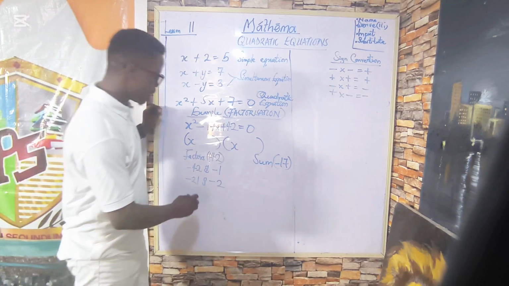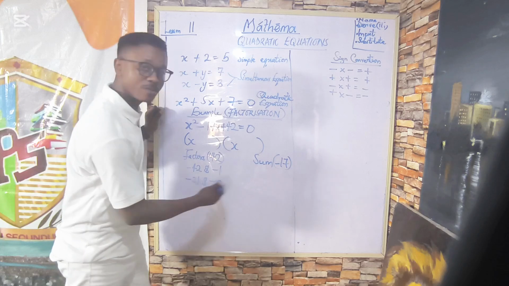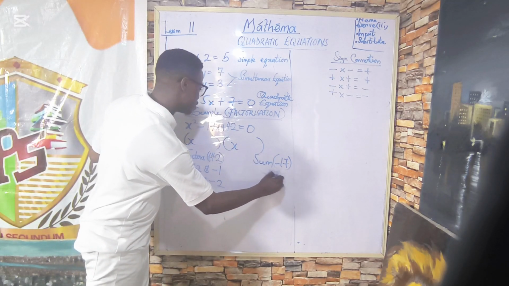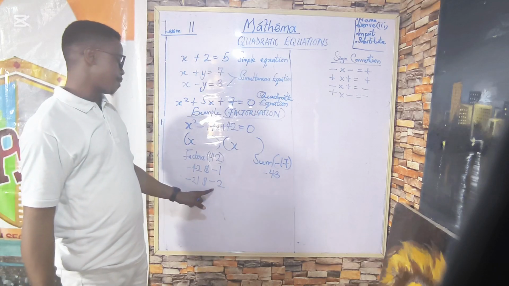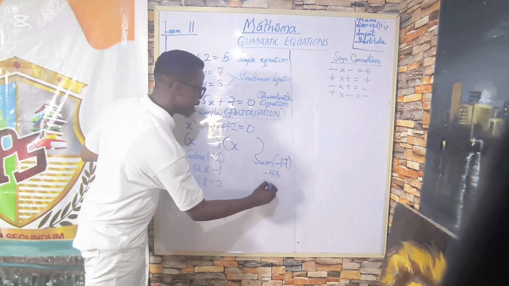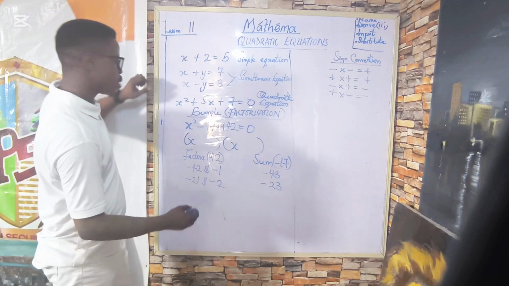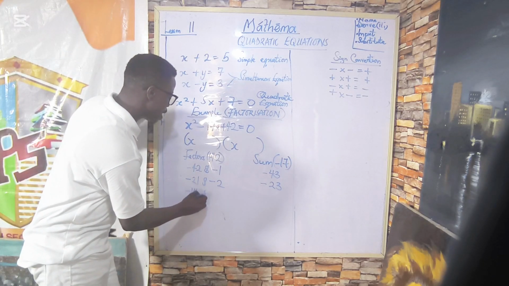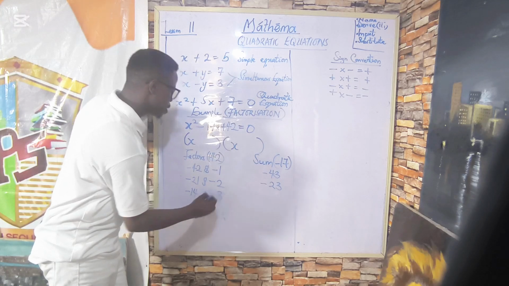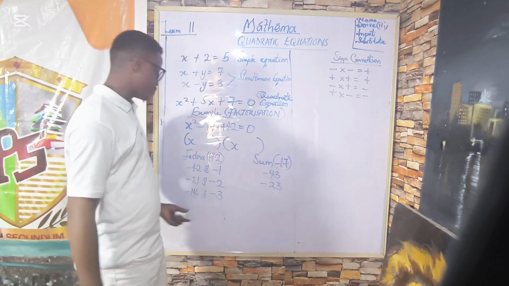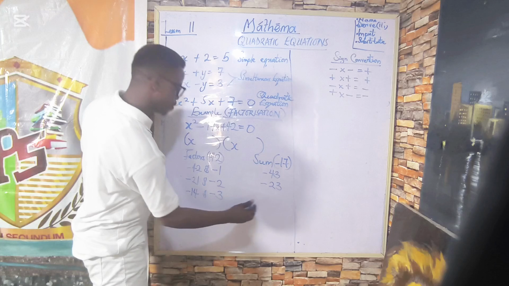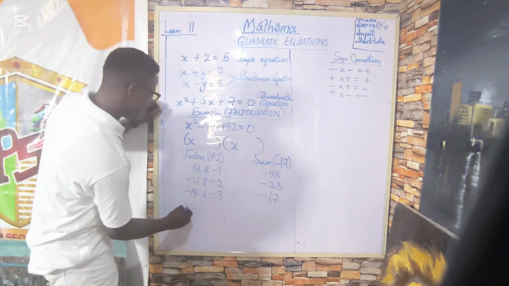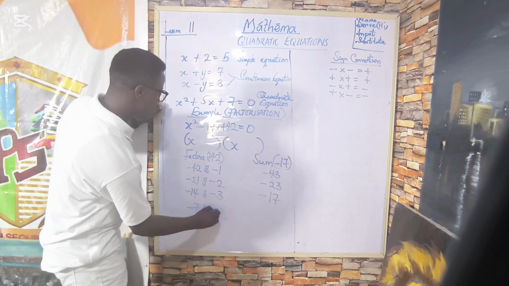And then we can also get their sums immediately. Minus 42 minus 1 will give us minus 43. Minus 21 minus 2 will give us what? Minus 23. Then we also have another factor of 42 being minus 14 and minus 3. So minus 14 minus 3 will give us what? Minus 17. And then we also have minus 7 and minus 6.